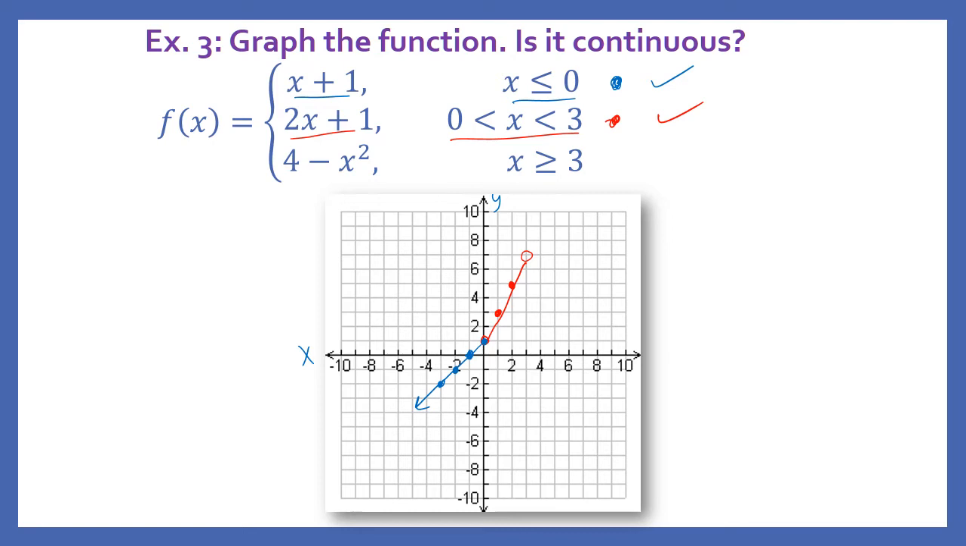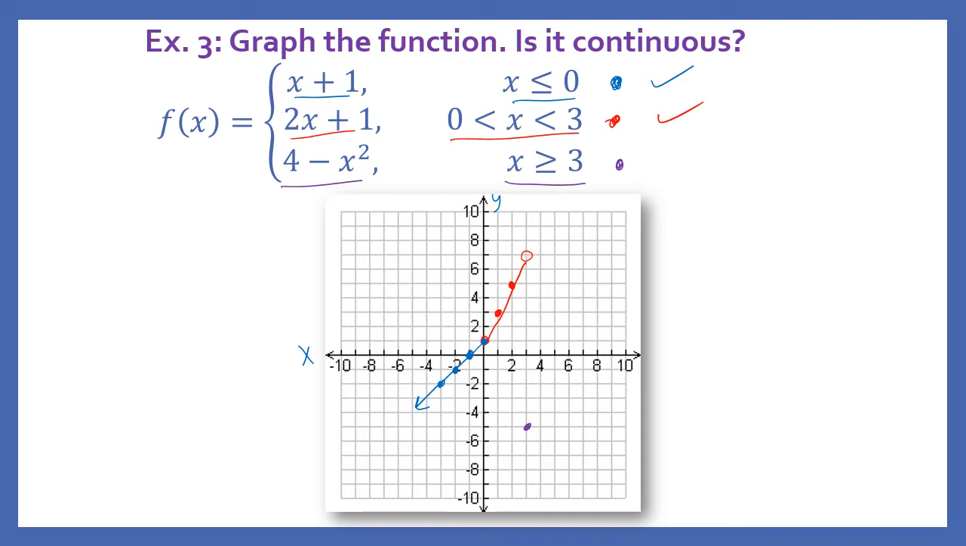Our third piece of our function, we are going to graph it over this domain. So x is greater than or equal to 3, and we're going to use this function. It is a quadratic. It's x squared, so we know it's going to be a piece of a quadratic. So start at your boundary point, 3. 3 squared is 9. 4 minus 9, negative 5. So 3 and negative 5. And we used a closed dot because it's greater than or equal to.